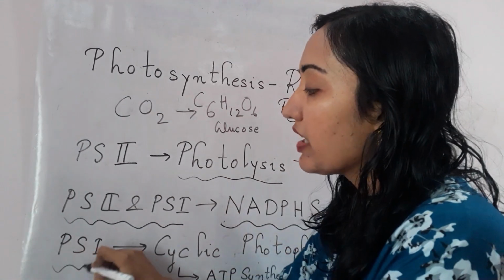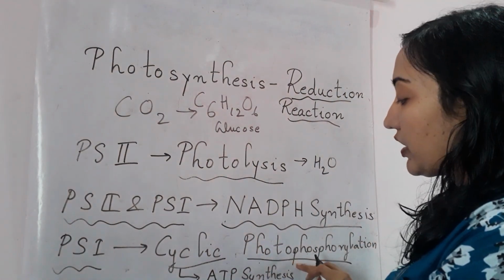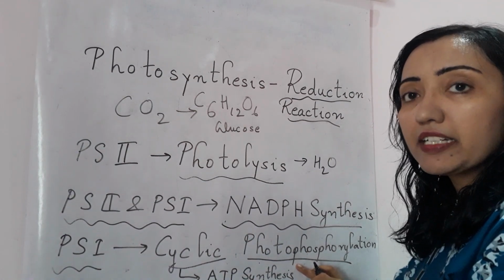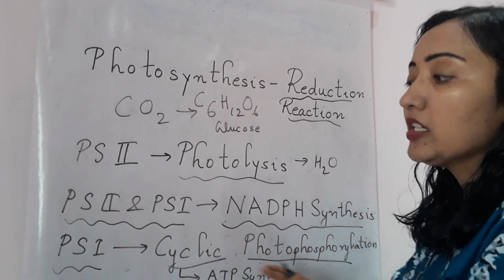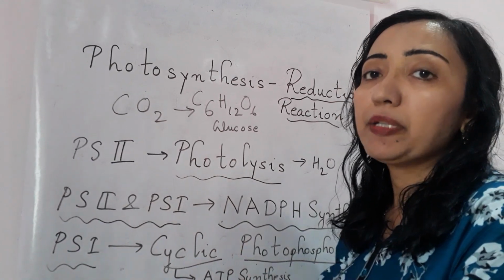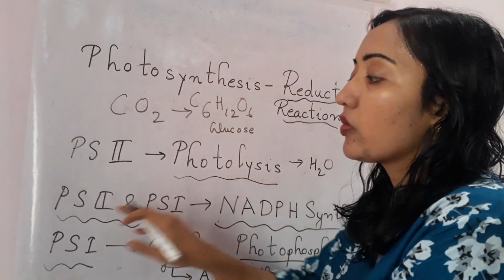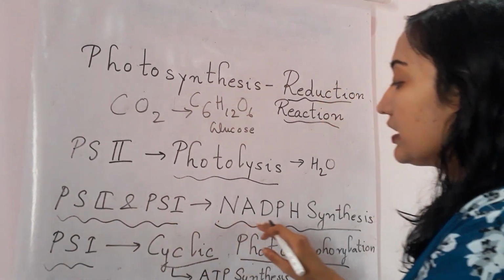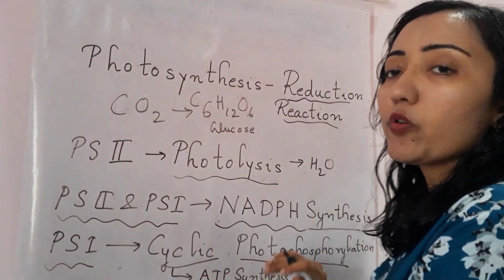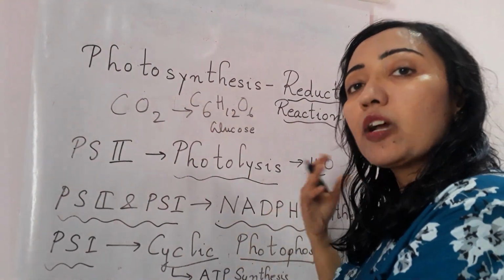Now photosystem 1 is involved in cyclic photophosphorylation. Cyclic photophosphorylation is in the presence of sunlight. What is added? Phosphate is added to ADP and ATP is synthesized. So photosystem 1 is involved in the synthesis of ATP. So three things are happening in the light reaction. Photosystem 2 is involved in photolysis. Photosystem 2 and photosystem 1 are involved in the synthesis of NADPH, and photosystem 1 is involved in cyclic photophosphorylation, that is synthesis of ATP. So three things are happening.